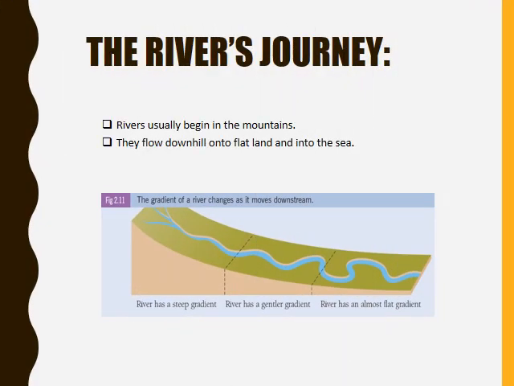The river's journey. Rivers usually begin in the mountains. They flow down hills onto the flat land and into the sea. As you can see in the picture, there are three parts which are named as steep gradient, gentle gradient, and the flat gradient.